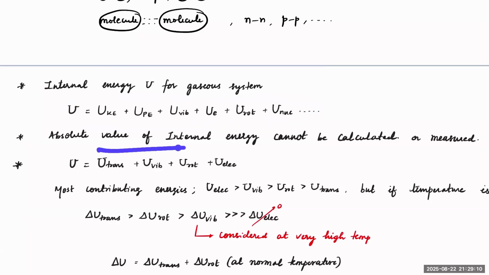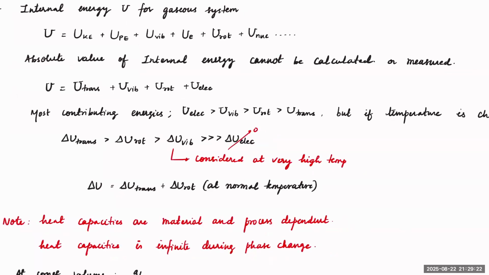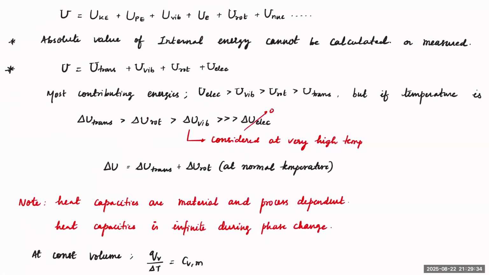Now, the absolute value of internal energy cannot be calculated or measured, but we can say it can be written in terms of individual types of internal energies. The most contributing energies here are electronic energy, then vibrational, rotational, and translational.